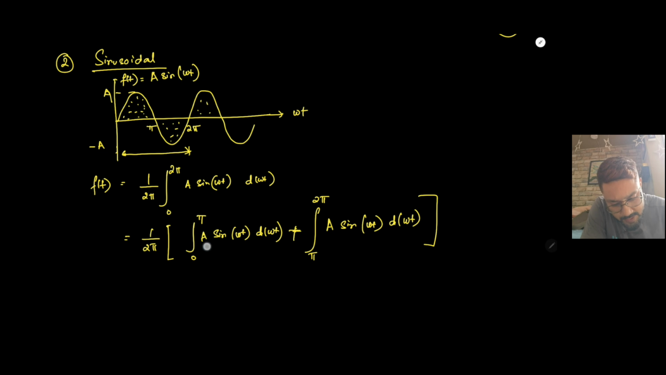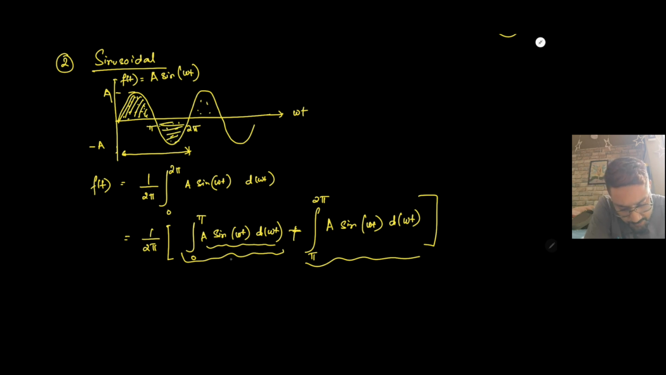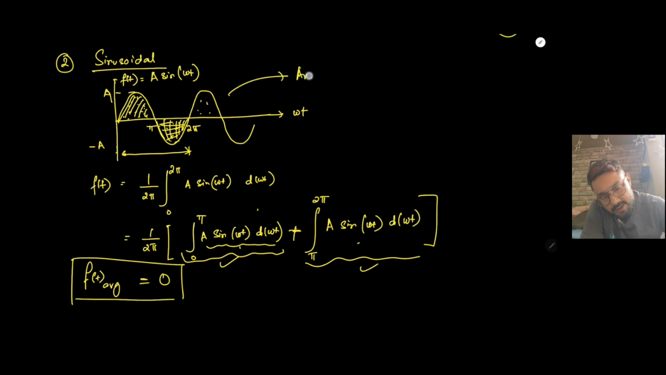Fine. So this is the area of the positive part, and this is the area of the negative part. The positive part, obviously, will be positive, and the negative part will be the same magnitude wise, but it will have a minus sign because it is in the negative direction. So these two parts cancel each other, and the overall will be 0. Okay, f(t) average will be 0. The average value of a sinusoid is 0.